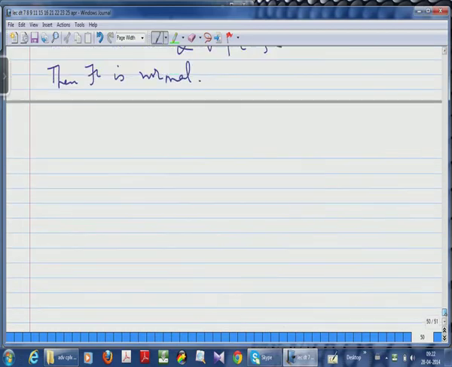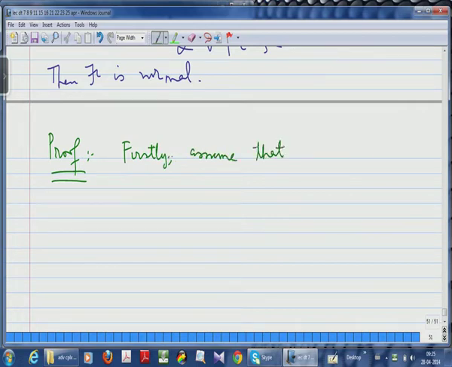So let me write the proof. So here is the proof. Firstly, assume that psi of t is less than or equal to (1 + t squared)/2, okay. Suppose you assume this, alright, because I want to then consider the case when it is greater than or equal to (1 + t squared)/2. Suppose I assume this, alright.